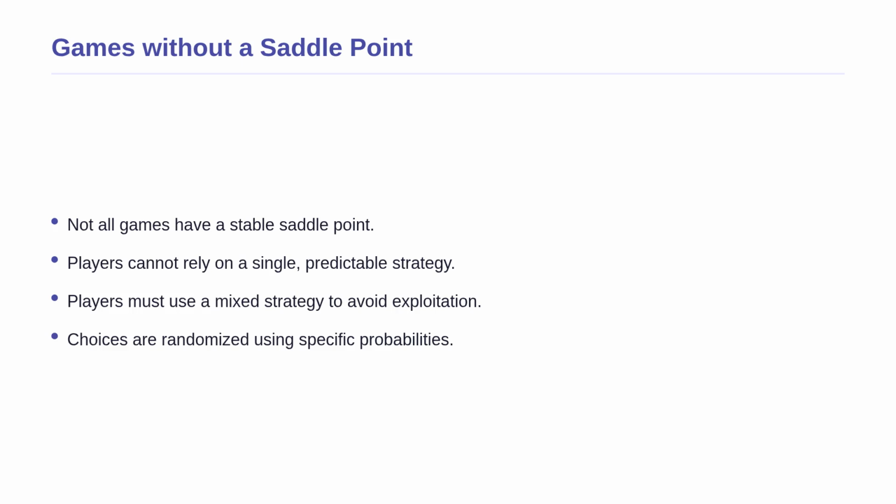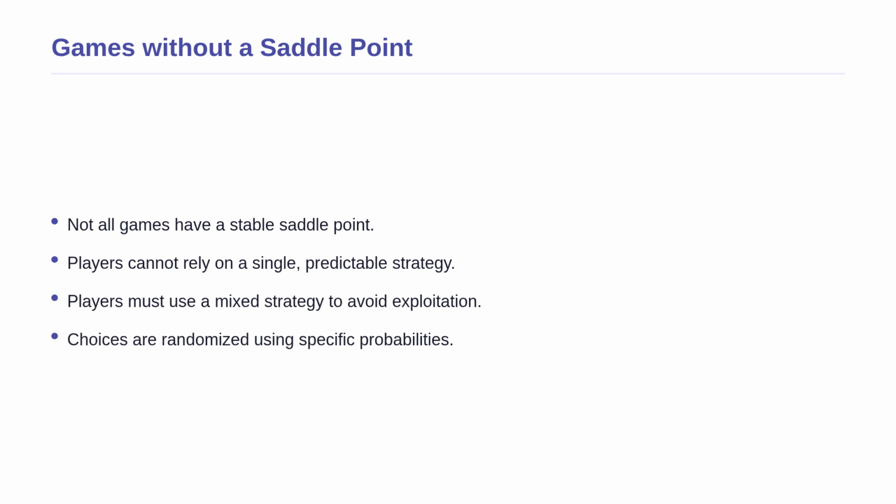What happens when the values do not match? Not all games have a stable saddle point. In highly competitive scenarios, if a player relies on a single predictable strategy, their opponent will quickly figure it out and exploit it. To prevent this, players must use a mixed strategy.